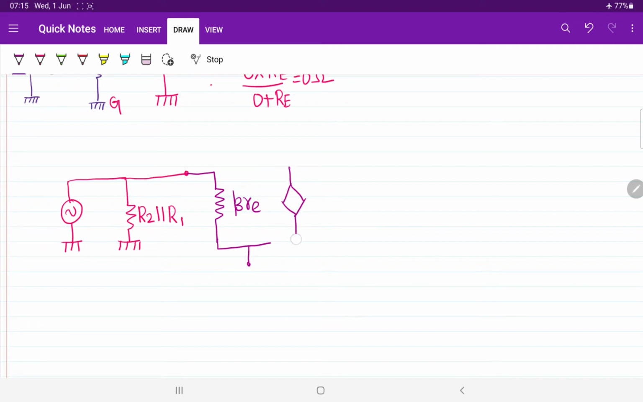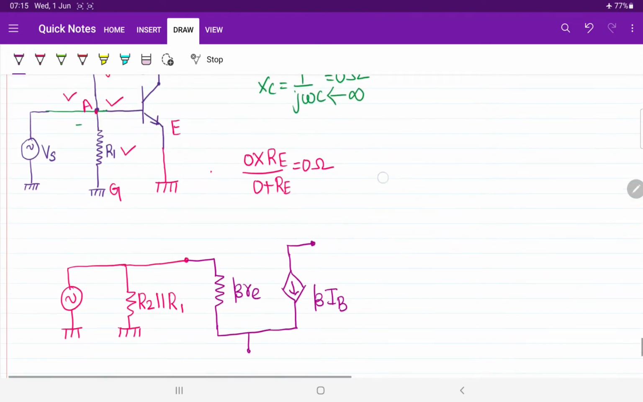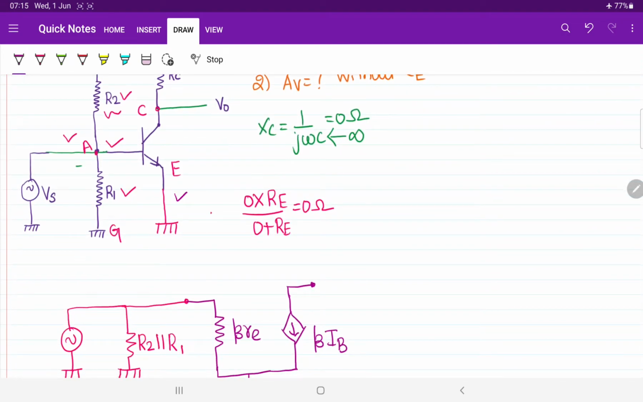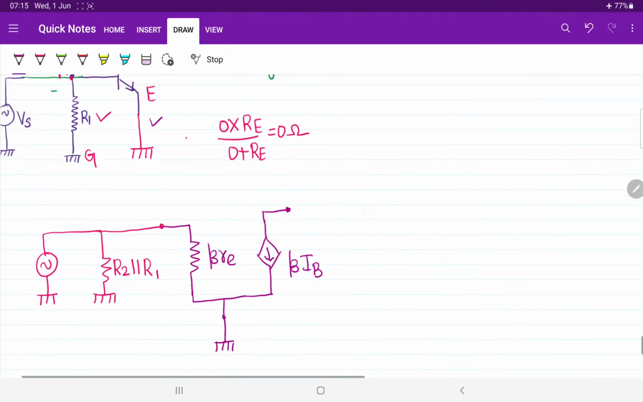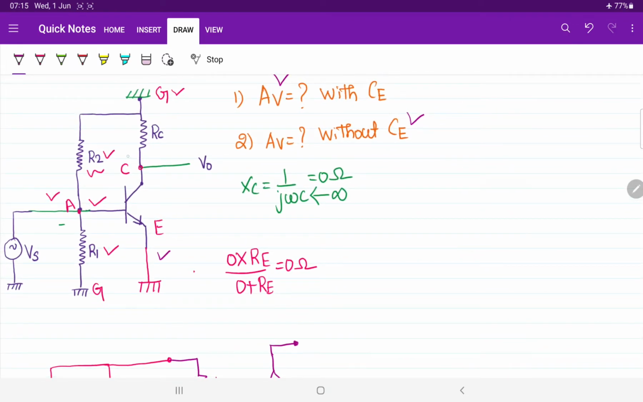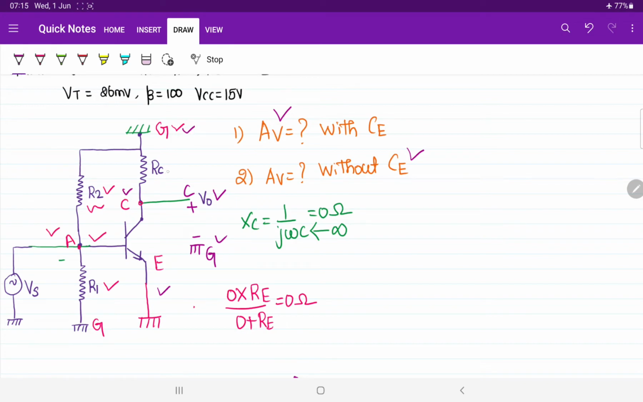In the collector terminal, we have to connect one current source, and the value of the current source is beta times IB. Now it's time to keep our attention on the collector and emitter terminals. The emitter terminal is already connected to the ground, so directly I can extend the emitter line and connect it with the ground. Between the collector terminal and ground we are measuring the output voltage V0. The voltage observing point is always plus, and the opposite point is grounded. Between the same collector terminal and ground, we have RC.